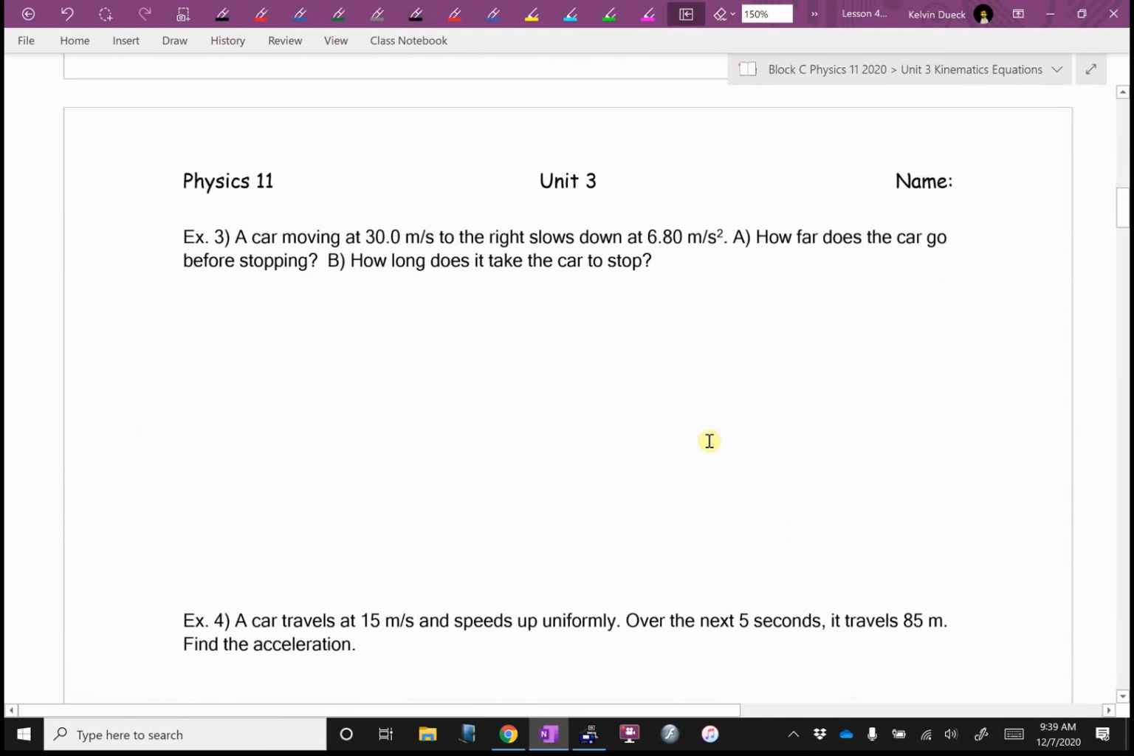Example 3. I like example 3. I kind of like almost all of these. There's going to be one question that I'll tell you that I don't like, in that it's good, but I don't think it's fair game for a test. But number 3, sure. A car moving at 30 meters per second to the right slows down at 6.8 meters per second squared. How far does the car go before stopping?